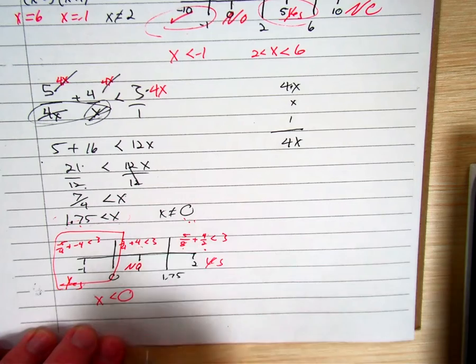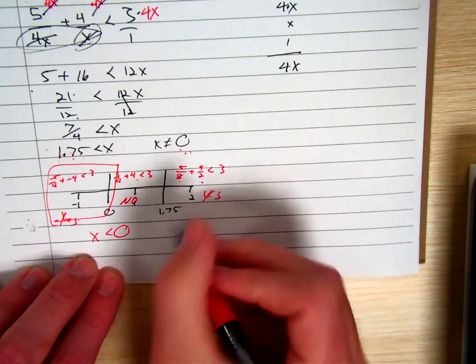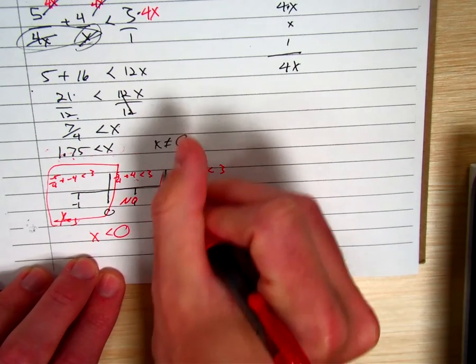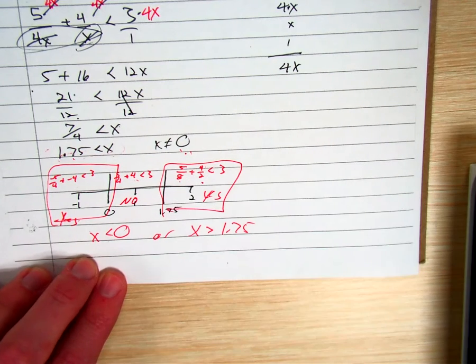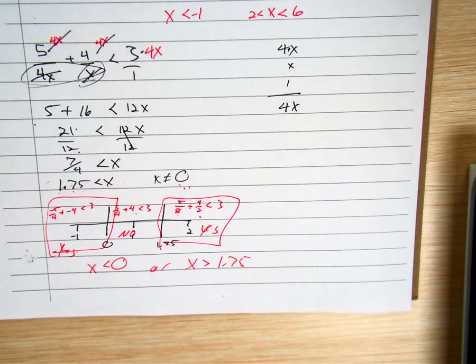with x's that are less than 0 or x's that are greater than 1.75. Alright.